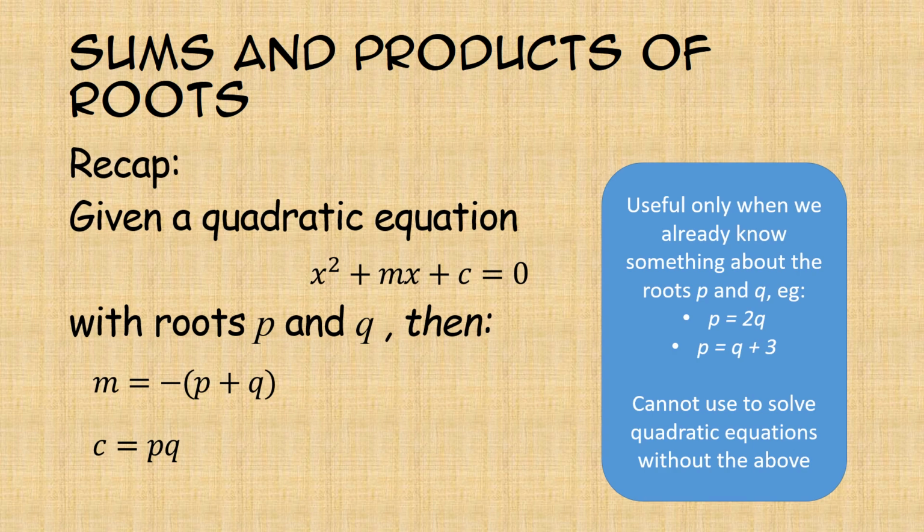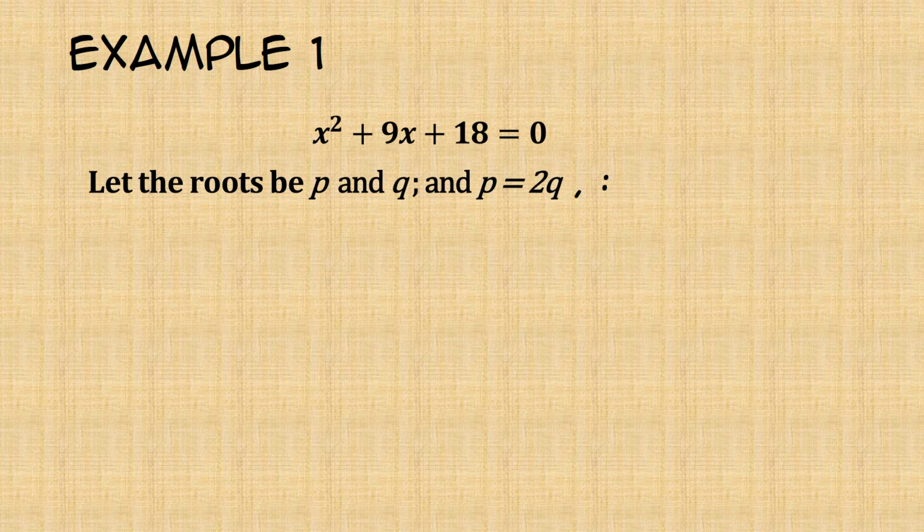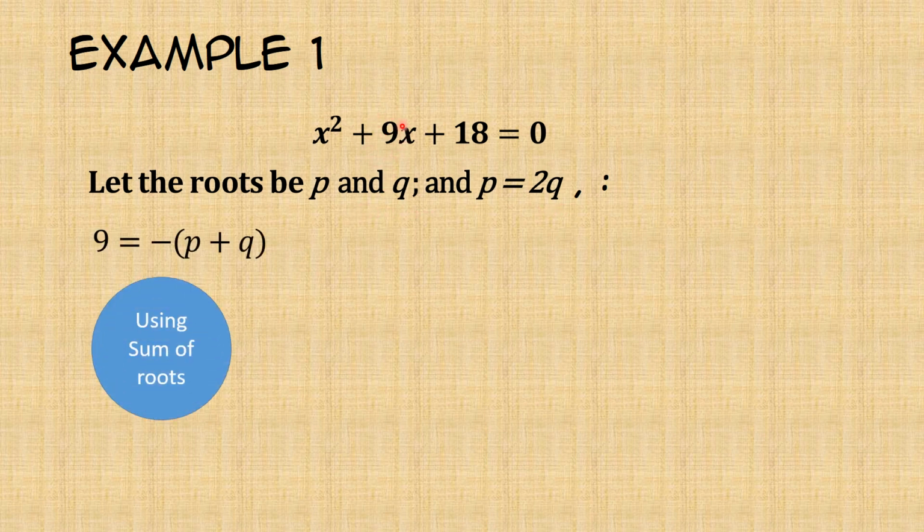So let's run through an example. x squared plus 9x plus 18 is equal to 0, and let the roots be p and q, and we are given that p is equal to 2q. So using the sum of roots method, we take the coefficient of the x term, 9, and we know that that is equal to the negative of the sum of roots. So it's negative (p plus q). We just rearrange to get p equals negative 9 minus q.